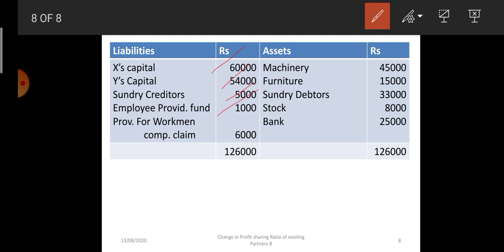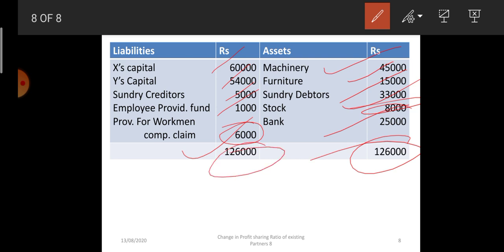Now see, the employee provident fund name appears like a reserve, but it is an external liability. It will never be distributed among the partners. Then the claim: 4,000 was distributed and 6,000 was transferred to the claim. So this will appear in the balance sheet. Total is 1,26,000 rupees. Now on the asset side, machinery increased from 38 to 45. Furniture was unchanged, debtors unchanged, and stock from 7 to 8, a 1,000 rupees increase. Bank, no change, and advertisement suspense was distributed. So now the total of both the sides is 1,26,000 rupees.